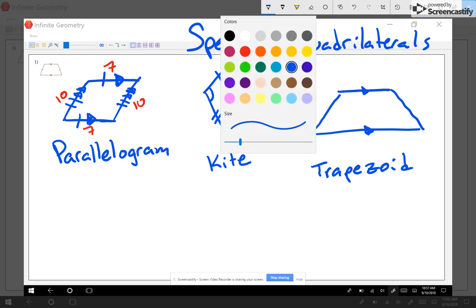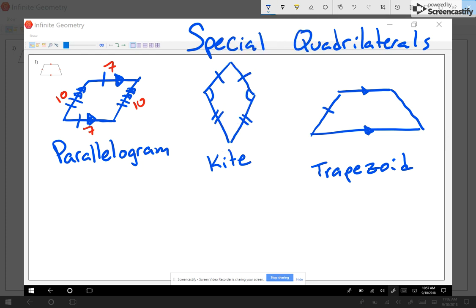Now, if the sides happen to be the same, let me use red for this one. If the sides happen to be the same, in some cases it happens, so I'm going to use red. I'm just saying if it happens, it doesn't happen all the time. If it happens, we're going to call this isosceles trapezoid. So a trapezoid, top and bottom are parallel, and that's all it needs. The sides could be different. Now, if the sides are equal, like I said, not always, but if they are, then it's an isosceles trapezoid.